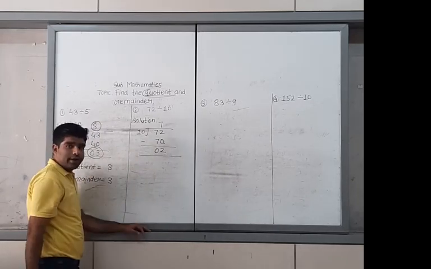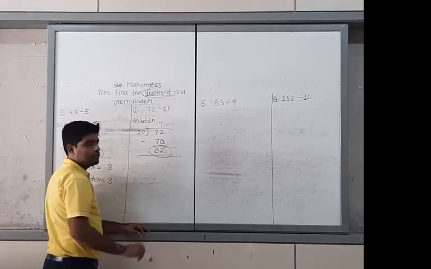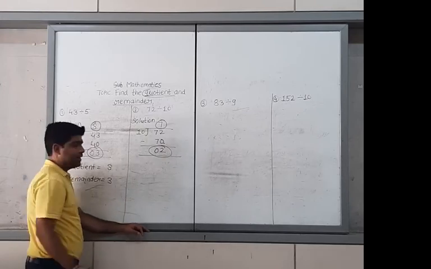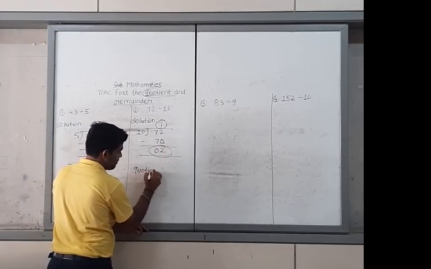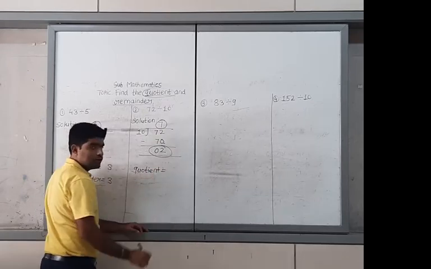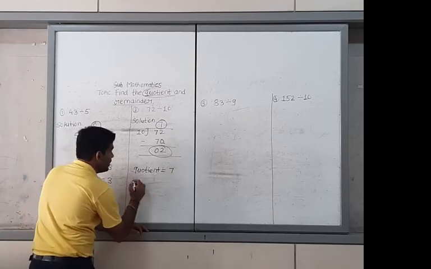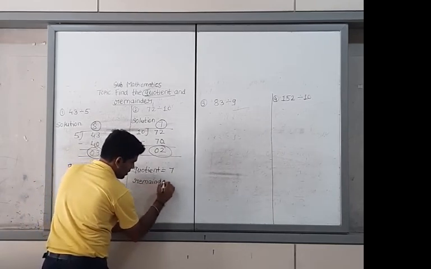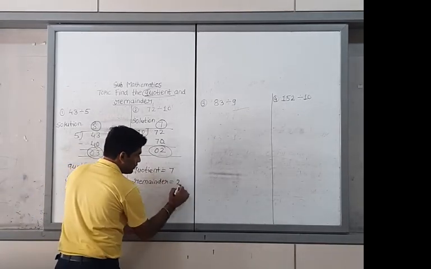And we have to find the quotient and remainder. The remainder is 2 and the quotient is what? 7. It means that we have to write it. This is our quotient. The quotient is equal to what? This is our 7. And in the same way, you have to find the remainder. This is our remainder. The remainder is equal to what? 2. This is our 2.